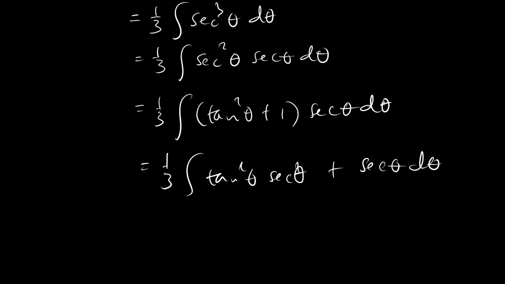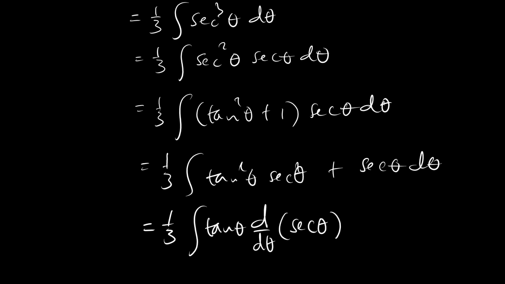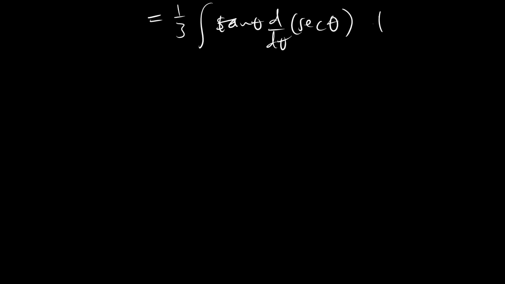Okay, we can now express this as a third, and we have tangent theta times the derivative of sec theta, plus sec theta. We can now use integration by parts. So if we have a third of tangent theta times the derivative of sec theta plus sec theta, what do we do there?